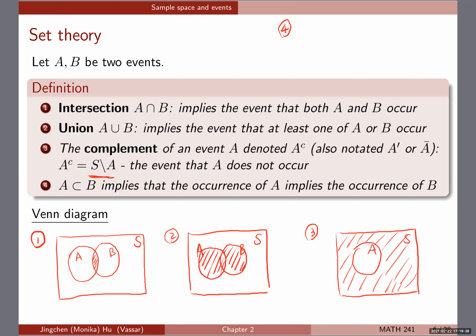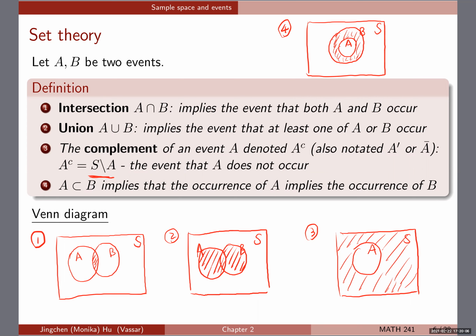The fourth one is our sample space, and A is a subset of B. You can imagine a big circle for B and a small circle for A. Now if A happens, B happens, because A is within B. However, the other direction doesn't work, because if B happens, it's not necessarily that A happens, because it could be everything outside of here.